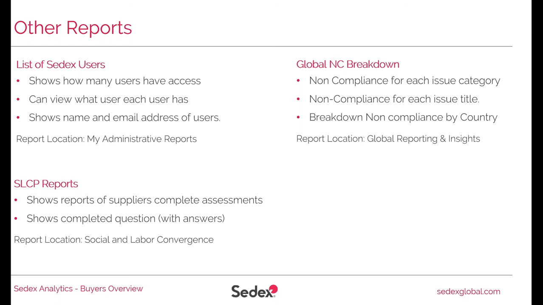You have the global non-compliance breakdown as well, which is just blind data and looking at all of Sedex's database. So the breakdown of non-compliances by country across our whole database, for example, might be a good report to run. And then the SLCP reports, which is the Social Labour Convergence Programme. If any of your suppliers are part of that, you can run a report based on their completed assessments. So those are the key reports that you can run. Pretty much most of the reports you can run.